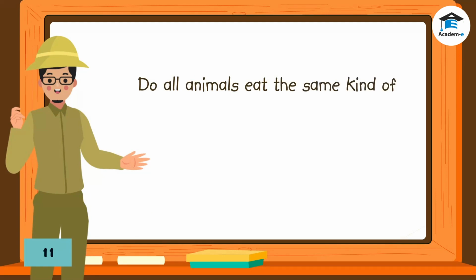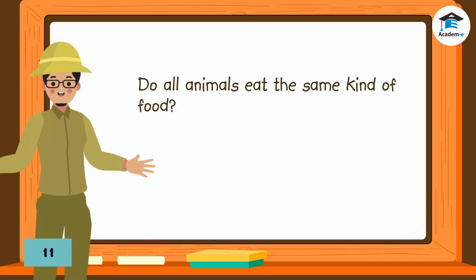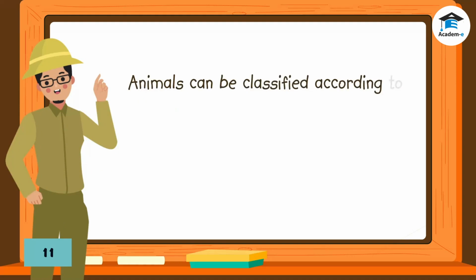Do all animals eat the same kind of food? No. Animals do not eat the same kind of food. In fact, animals can be grouped together based on the food that they eat.